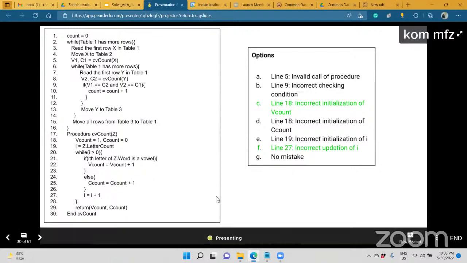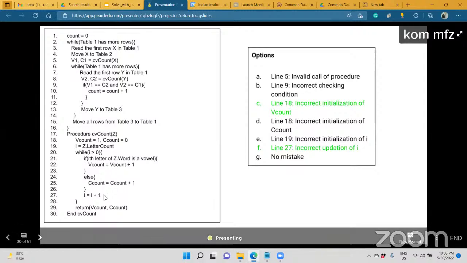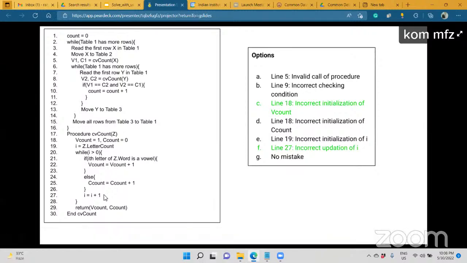One more thing, sir. In line number 19, if we had initialized i with 1, then in line number 20, while i should be less than or equal to the letter count. Right. Okay, sir.